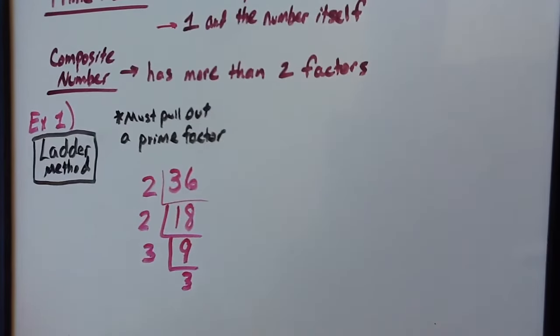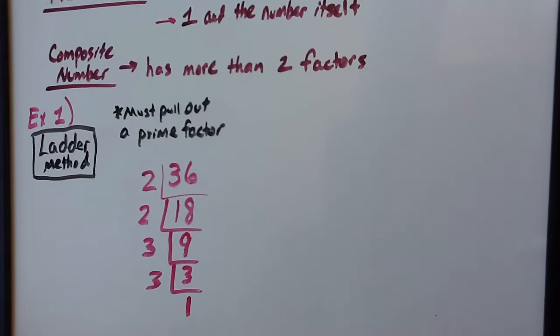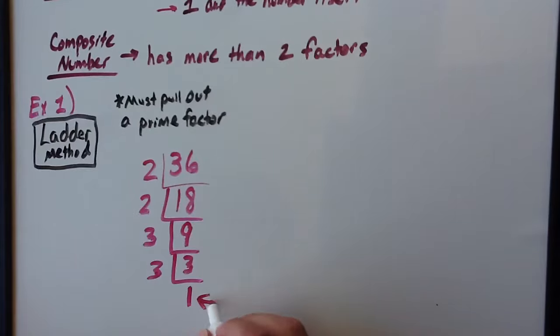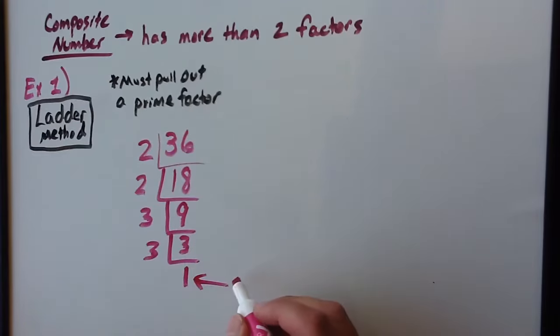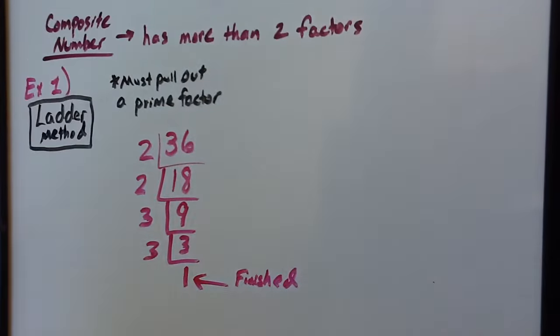Finally, does 3 have any prime factors? It does, right? 3 is a prime factor of 3. So I make an additional ladder, pull out a 3. 3 times what is 3? Well, that would be 1. Now, once you have 1, you know you're done making ladders. Okay, so I'm finished with the ladder method. So I make additional ladders until I get a 1.